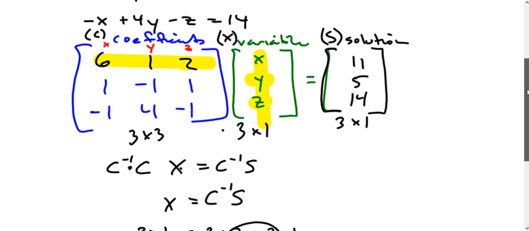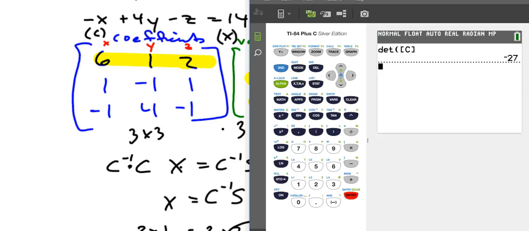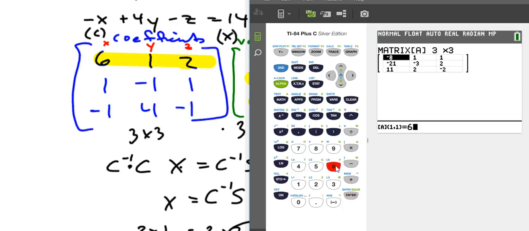Well, let's do this. We're going to find the inverse of C. So if you take out your calculators, we're going to input into our calculators: go to second matrix, edit, and put in a 3 by 3. We're going to enter in this coefficient matrix. We're going to have 6, 1, 2, 1, negative 1, 1, negative 1, 4, and negative 1.